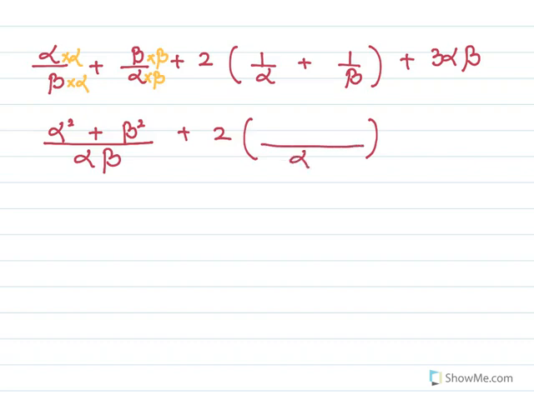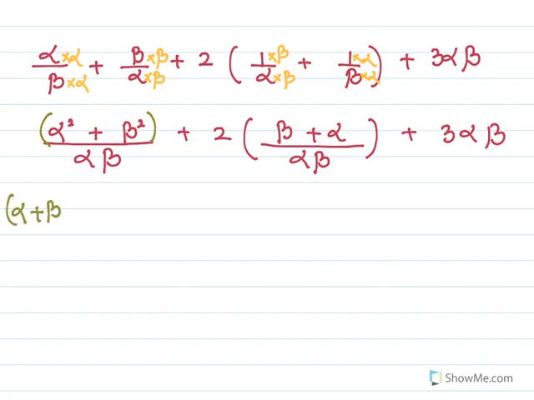Now we work this section up. Here LCM again is alpha beta. So this would be into beta to make the denominator alpha beta, into alpha into alpha. So this would be beta plus alpha plus 3 alpha beta. Now if you recollect, we have studied what alpha square plus beta square is. It was alpha plus beta the whole square minus 2 alpha beta.